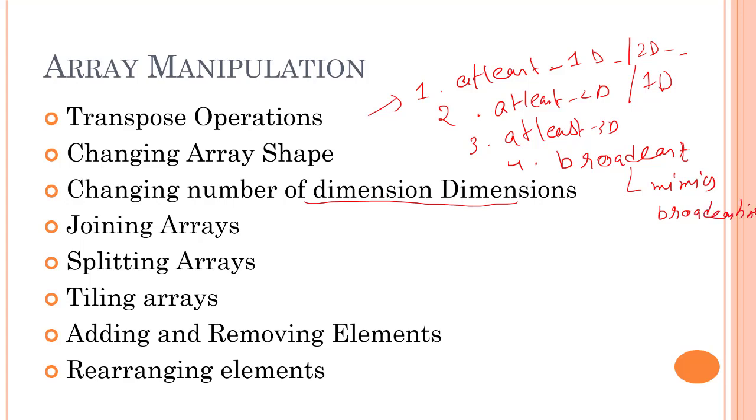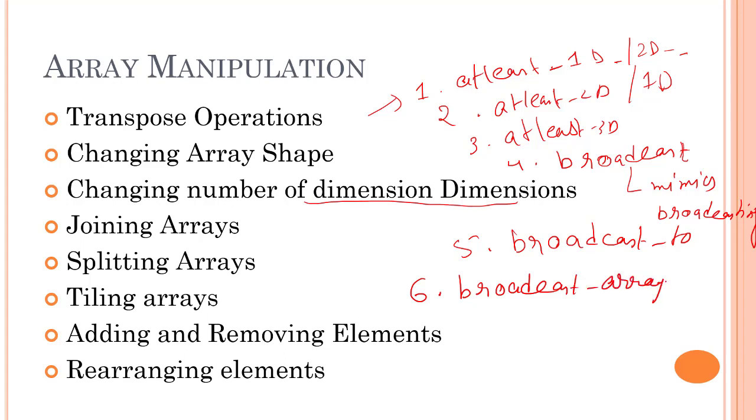Now move to another method, that is broadcast_to. This is for broadcasting an array to a new shape. When you want a new shape, we can go with broadcast_to. Another method is broadcast_arrays. With this method, we can broadcast a number of arrays against each other. Then move to expand_dims.